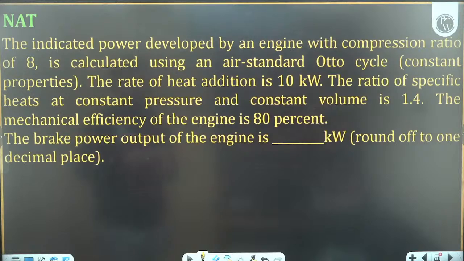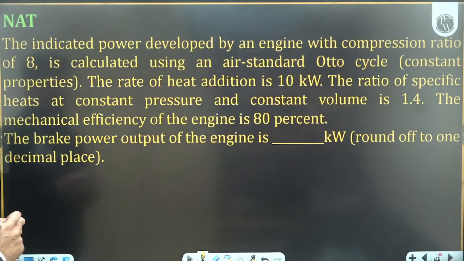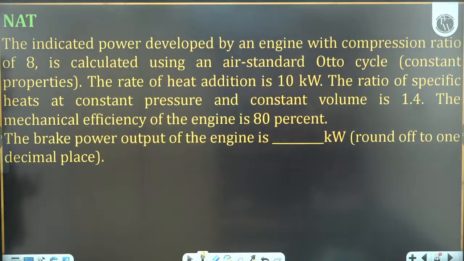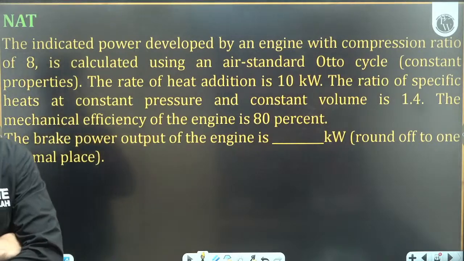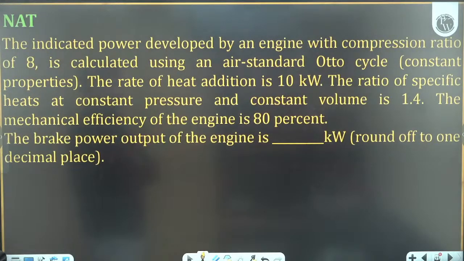Internal combustion engine: the indicated power developed by an engine with compression ratio of 8 is calculated using an air standard Otto cycle. The rate of heat addition is 10 kilowatt. The ratio of specific heat at constant pressure and constant volume is 1.4. The mechanical efficiency of the engine is 80%. Now the brake power output of the engine in kilowatt is? You have to calculate the brake power output in kilowatt. Quickly calculate it. This is a very good question which has been asked.